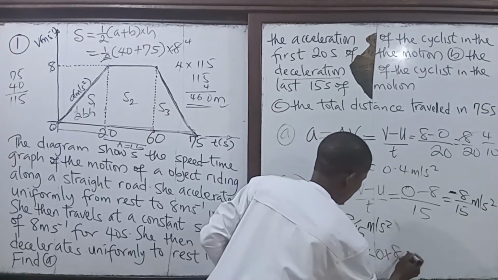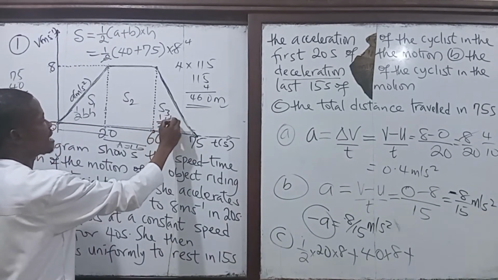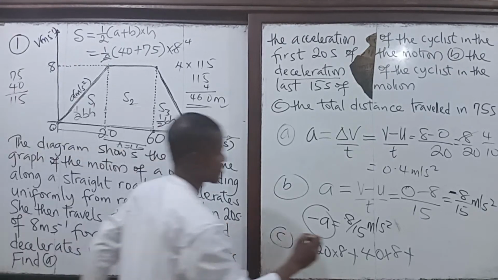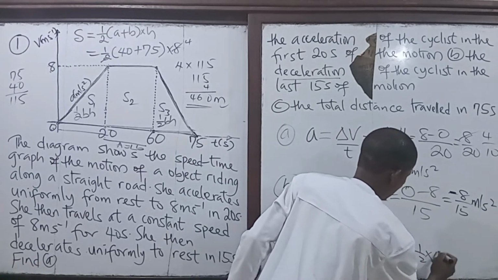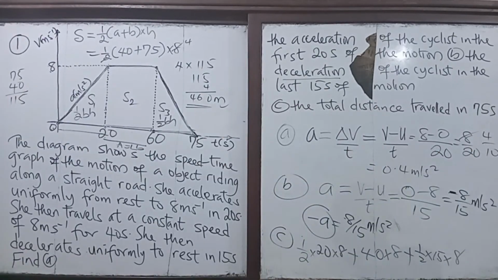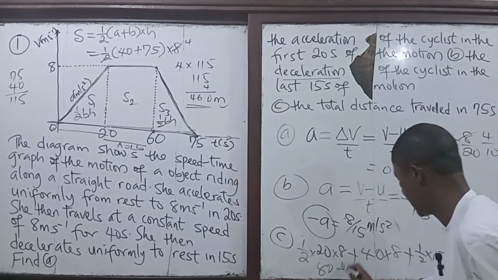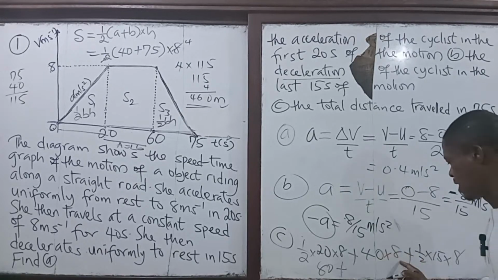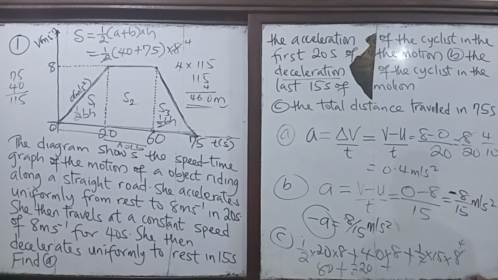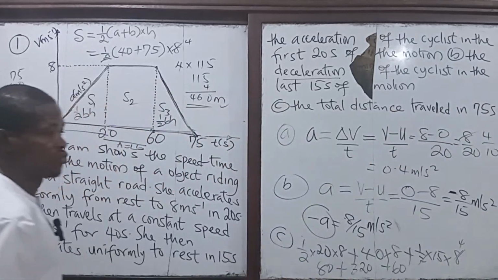That's 8, plus the last one is also a triangle, half base times height. Your base is from here to here, 75 minus 60, that's 15. So half times 15, and the height is from here to here, that's 8. So the first one will give you 80, plus 40 times 8, that's 320, and then plus the last one, 60. Add it together, that's 460. So the choice is yours.